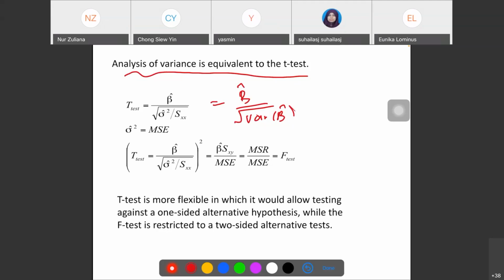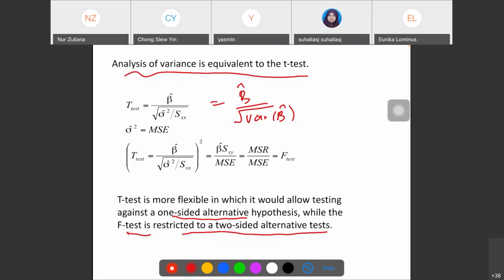Okay, the t-test is more flexible in which it will allow testing against a one-sided alternative hypothesis. What about the F-test? F-test maksudnya kita guna ANOVA approach, is restrictive. Maksudnya di sini, bila kita nak test linearity, okay, bila saya mention test linearity, maksudnya null kamu beta equals to 0, alternative beta unequals to 0, you can have two choices.